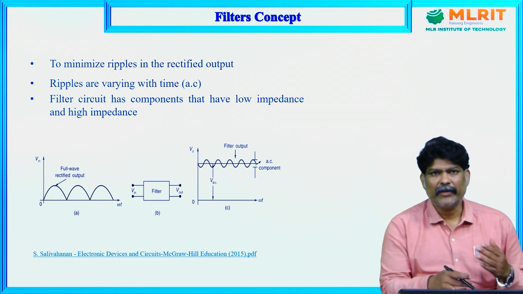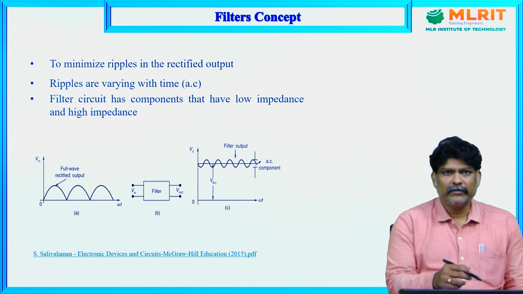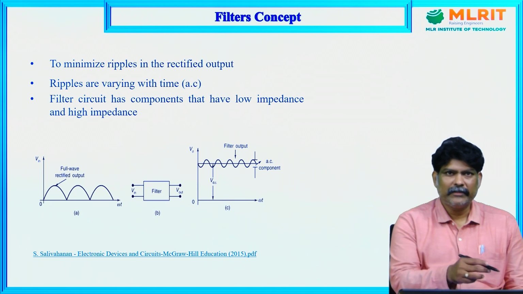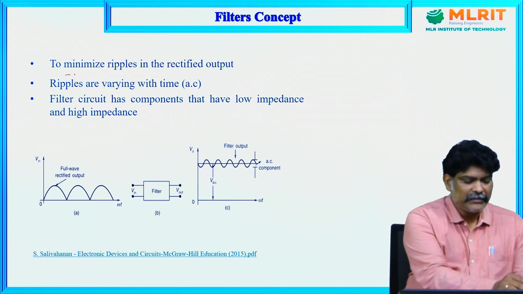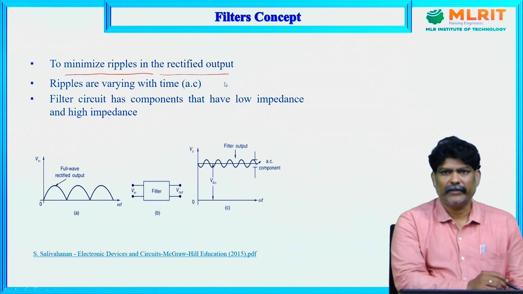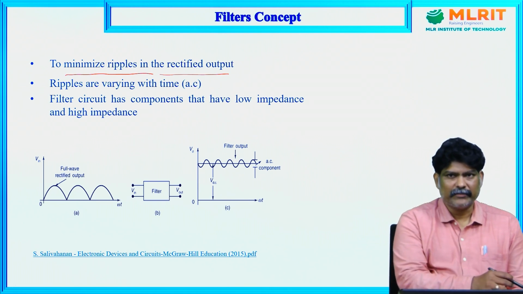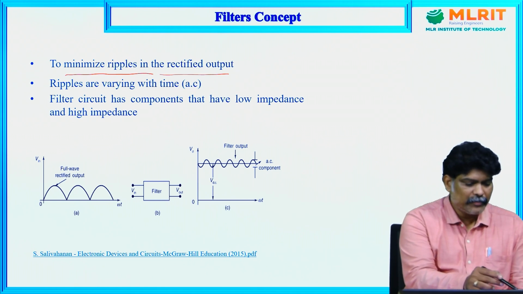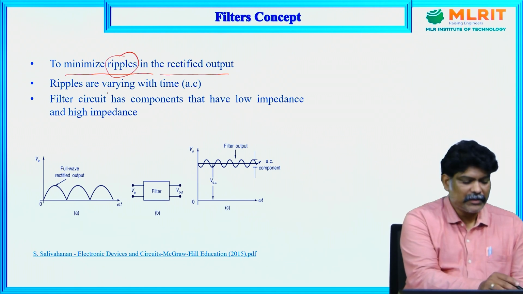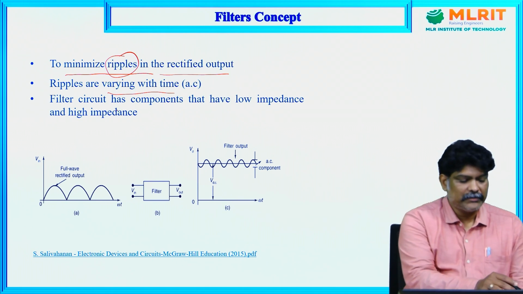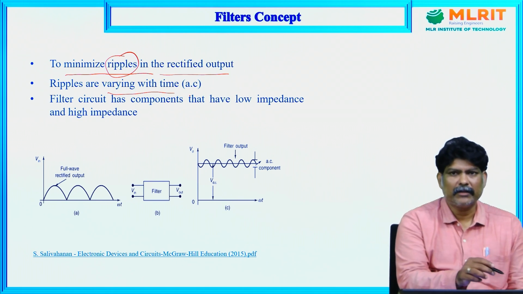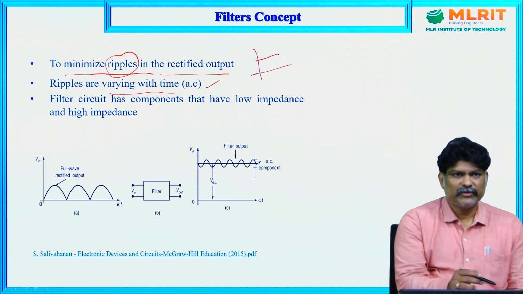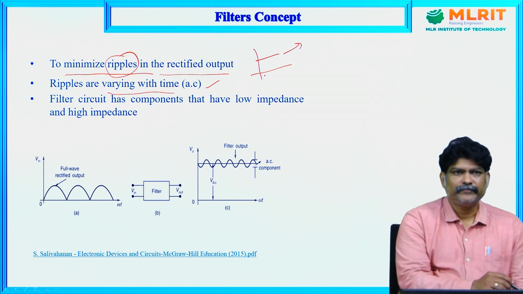Let us start with the filter concept. Why do we need a filter? In order to minimize the ripples in the rectified output of any rectifier circuit, we require a filter circuit. Why do we need to remove these ripples? Ripples vary with time, so they are not desirable. We require a DC signal, so in order to get pure DC, we require a filter.